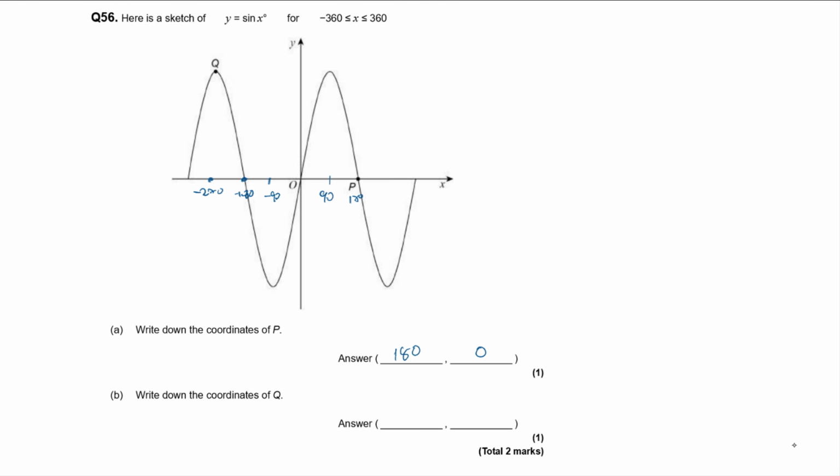And the height is always going to be 1 for sine. That's about as high as it's going to get. So the maximum point on the sine curve is 1. So it's going to be minus 270, 1.